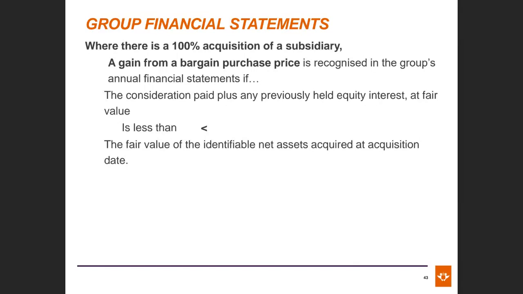So always compare your consideration paid to your identifiable net assets. Where your consideration paid is less than your identifiable net assets, you have a gain from bargain purchase. Where your consideration paid is greater than your identifiable net assets, you have goodwill.